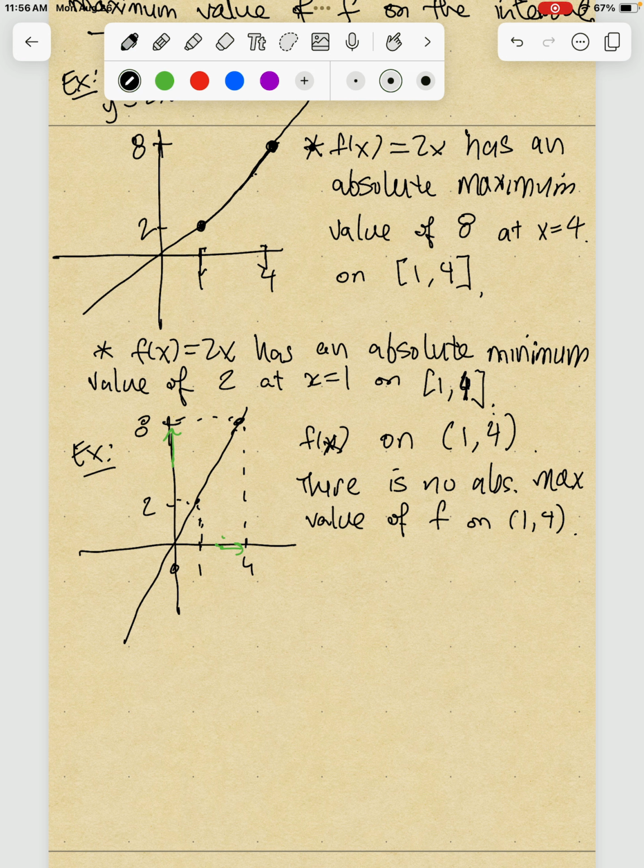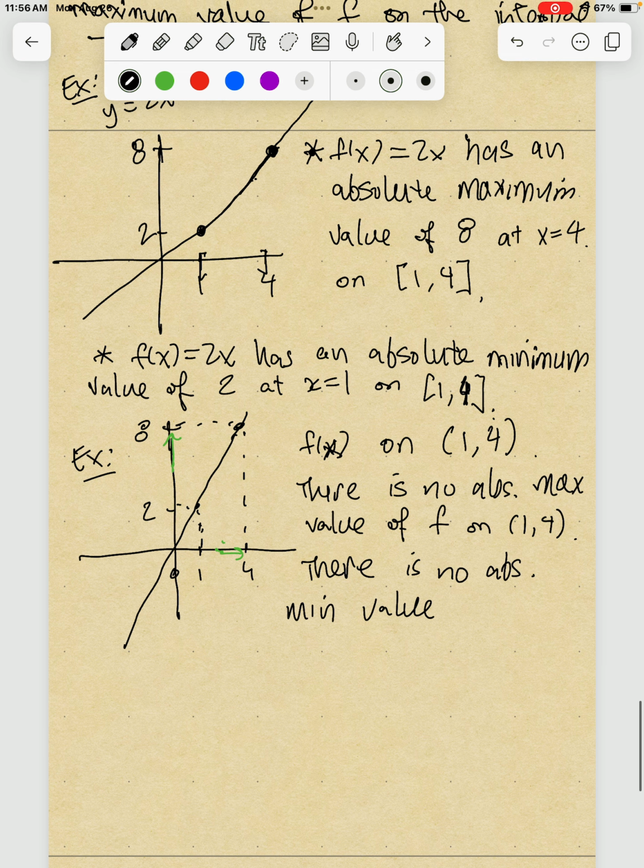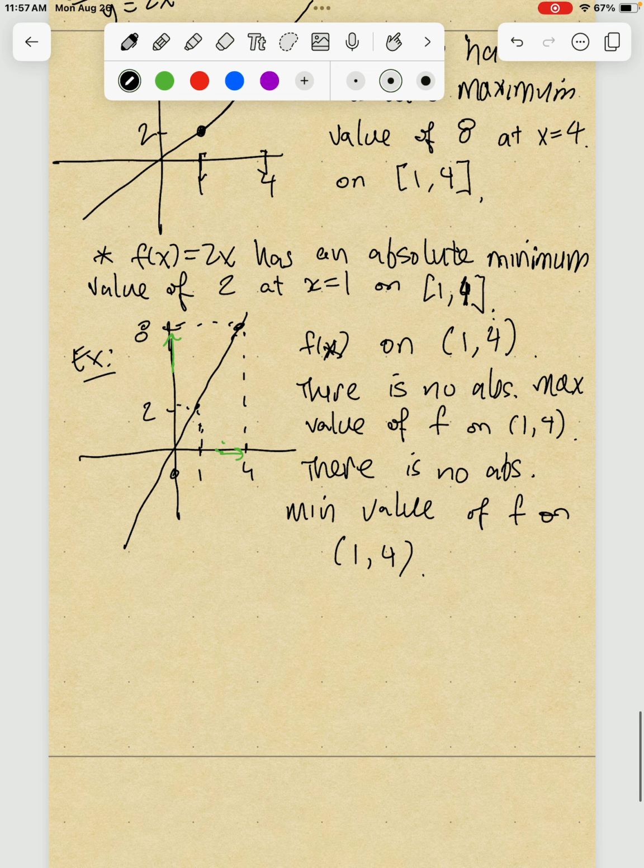And similarly, there is no absolute minimum value of f on the interval from 1 to 4. Again, because all the values of the function are bigger than 2 and they're never equal to 2. So when we exclude the endpoint, sometimes there are problems. Let's look at another example.